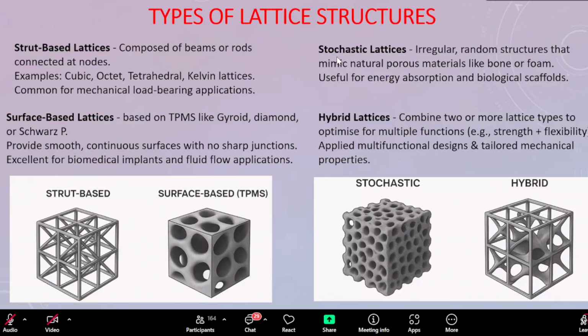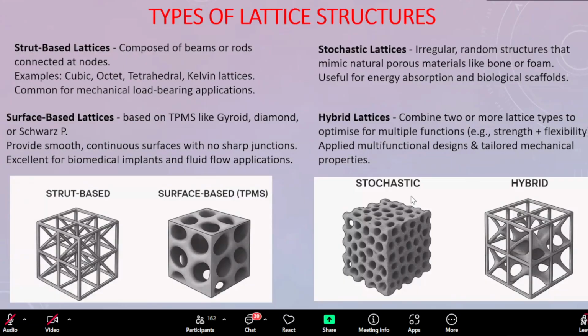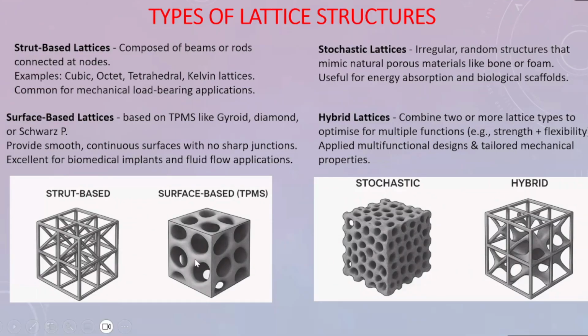And this is a stochastic lattice structure, which is random or Voronoi or foam based, mimicking natural porous materials like bone and foam, good for energy absorption or biological scaffolds. So these stochastic lattice structures are not regular lattice structures like the previous ones. It has irregular unit cells. The unit cell size and dimensions are not the same along x, y, and z direction.